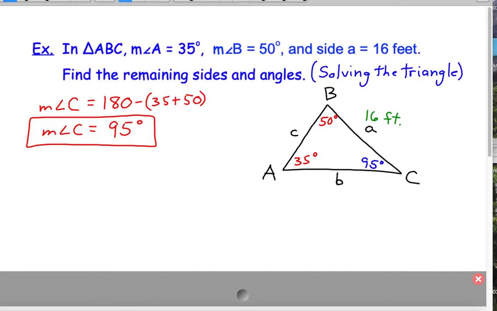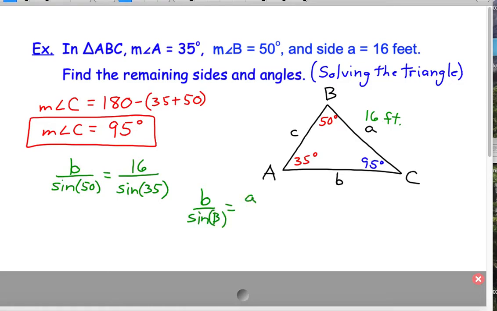So what do we have? I'm trying to find side b over the sine of angle B, which is 50 degrees, will equal a side that I do know, side a is 16, over the sine of angle A, which is 35. Now, if it helps to actually write out b over sine B equals a over sine A, and then plug in the values, by all means do that. So you have to figure out what works best for you.